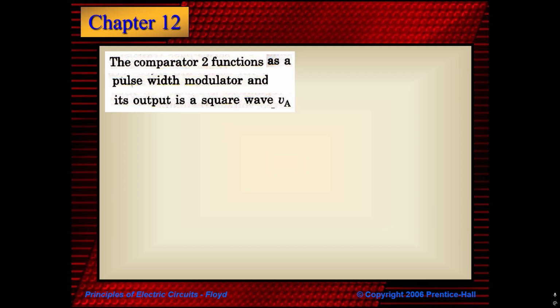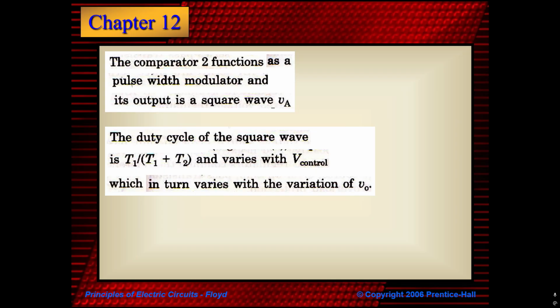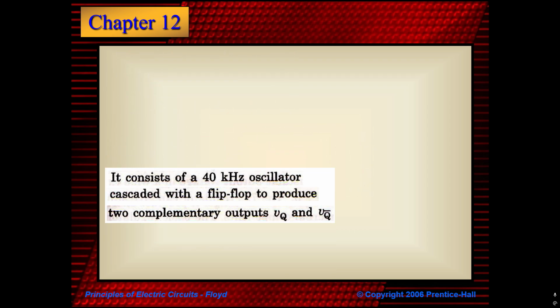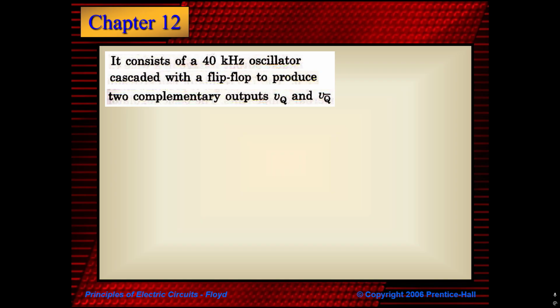The comparator 2 functions as a pulse width modulator and its output is a square wave VA. The duty cycle of the square wave is T1 divided by T1 plus T2 and varies with V control, which in turn varies with the variation of V0. The output VA drives a steering logic circuit. It consists of a 40 kilohertz oscillator cascaded with the flip-flop to produce two complementary outputs, VQ and VQ bar.